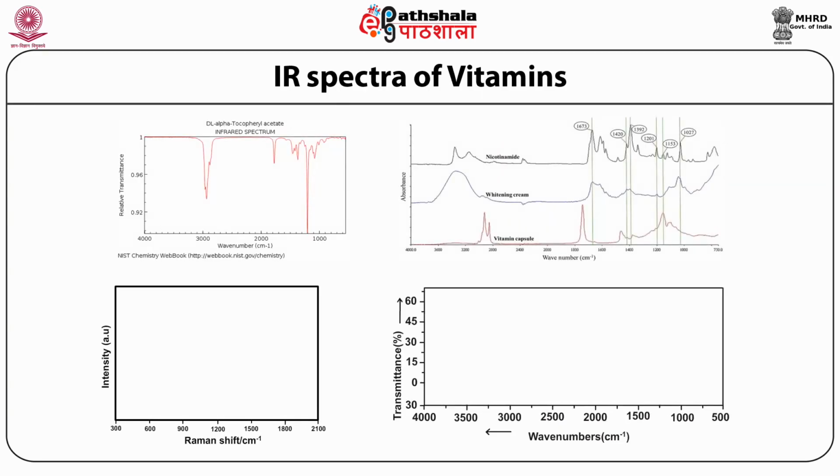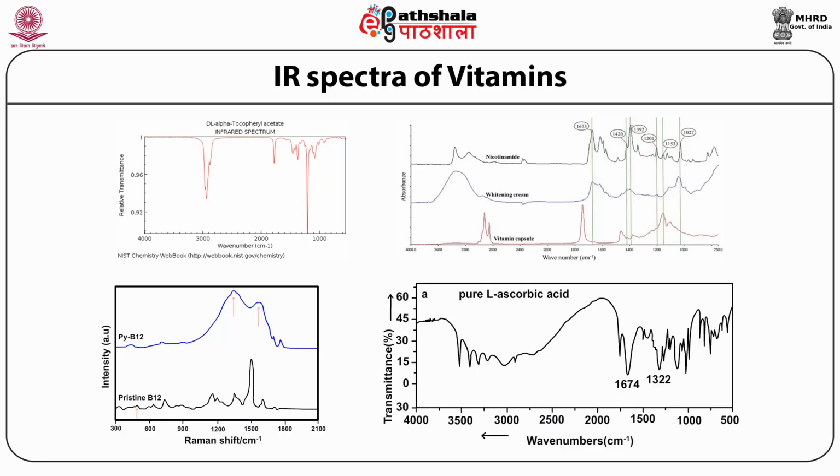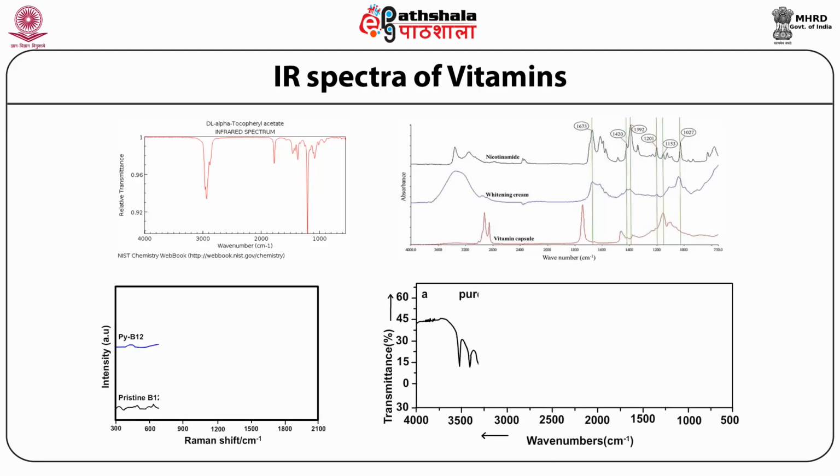This is the IR spectra of vitamins. You can see the IR spectra of alpha D-tocopherol, then the IR spectra of L-ascorbic acid, the IR spectra of nicotinamide, and the IR spectra of pyridoxine. So these are the different types of IR spectra of the different vitamins.